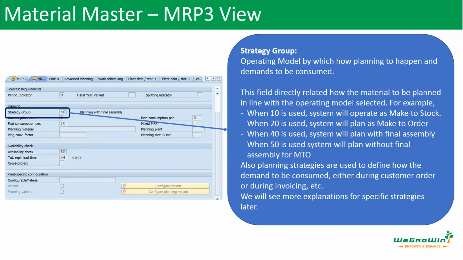And the next important view is the planning strategy. This is a strategy group, which defines how the operation is to be carried out. It is defined in the operating model. For example, when you use strategy 10, this may be make to stock. When we use strategy 20, it may be make to order. When you use strategy 40, it is planning with final assembly. Like this, we have different planning strategies. We will be discussing them in detail in the subsequent sections.